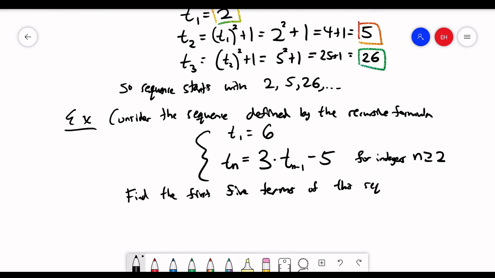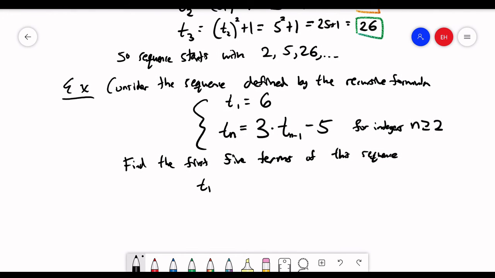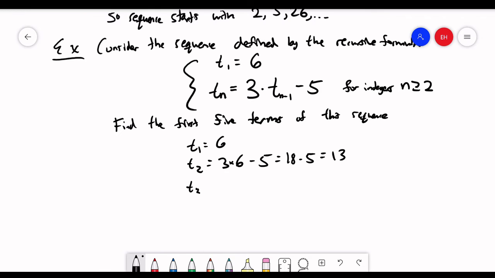Again, Tn minus 1 just means previous term minus 5. All right, we need to write the first 5 terms of this sequence. So the first term, we're just going to get right off. T1 is 6. To get T2, it's 3 times, well, T2 minus 1 is T1, so it's 3 times 6, which is 18, minus 5 is 13.